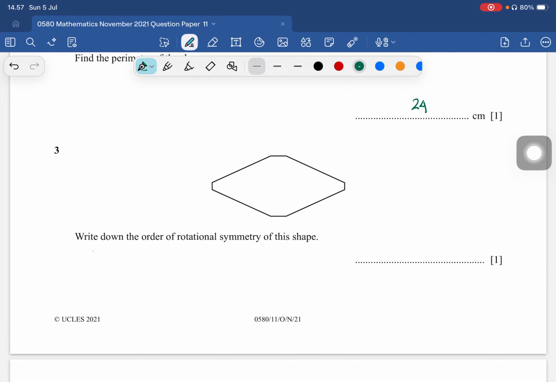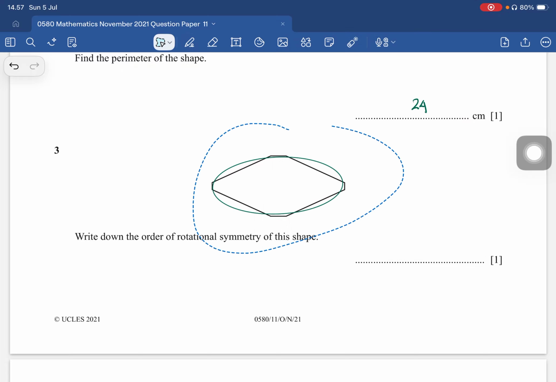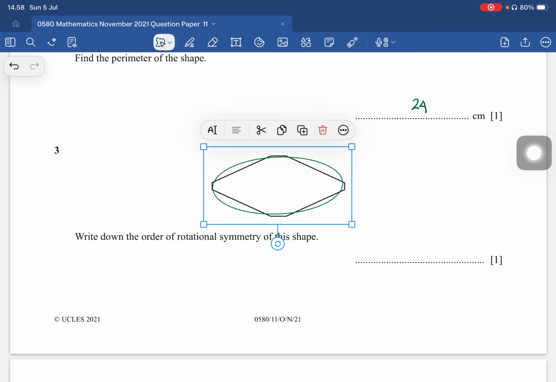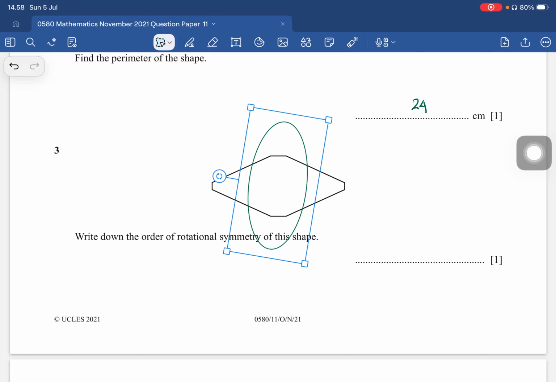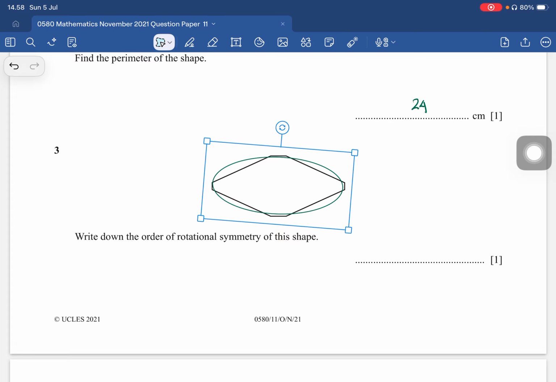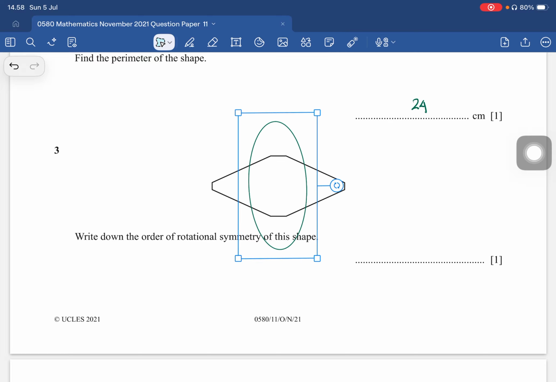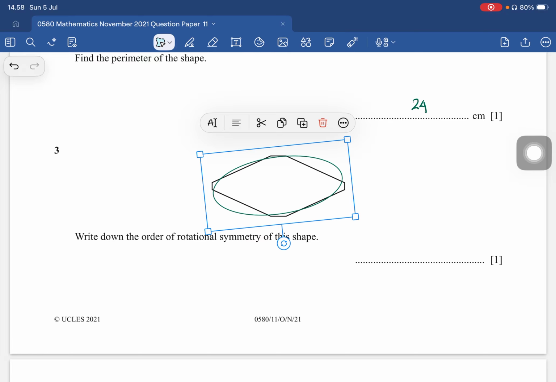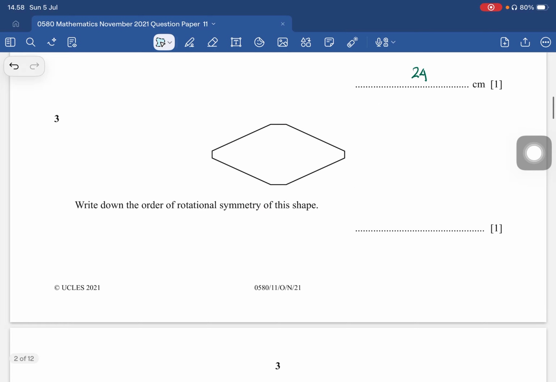Number 3. Write down the order of rotational symmetry. The shape looks like this. So we rotate it. Here it is not the same as the first. Here it is the same as the first. So 1 is no, and here is 2. So the order of rotational symmetry is equal to 2.